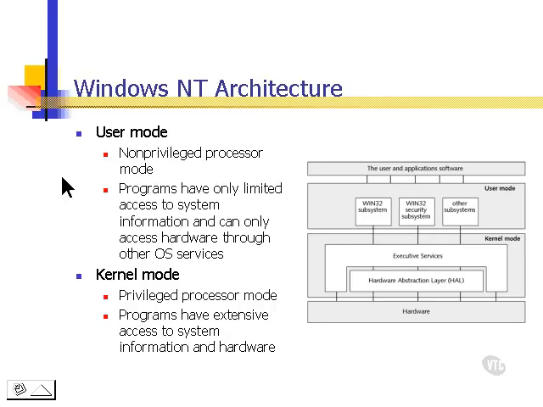Windows NT architecture is divided into two modes: user mode and kernel mode. User mode is also called non-privileged processor mode. The programs have only limited access to the system information, and they can only access hardware through other operating system services. Kernel mode is privileged processor mode.